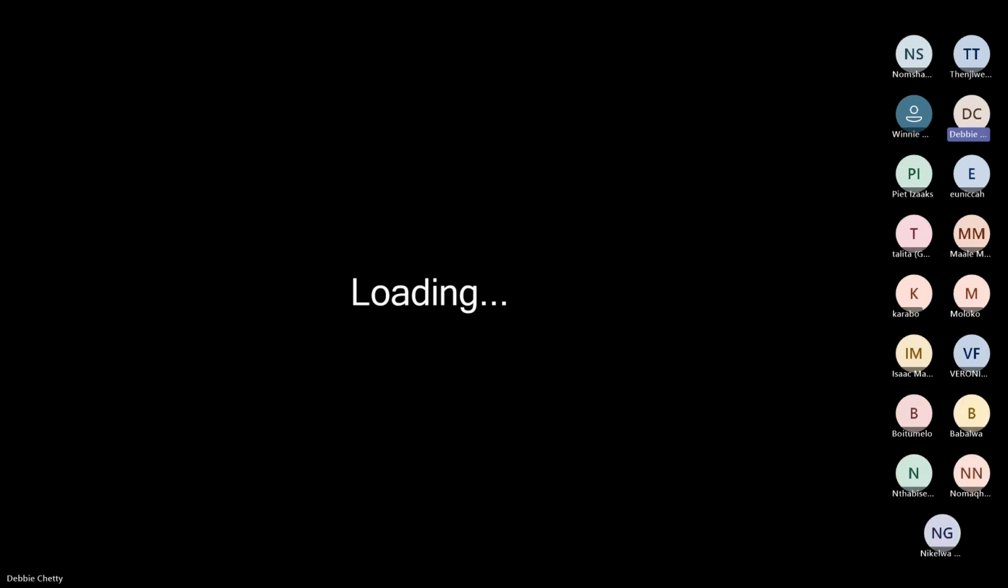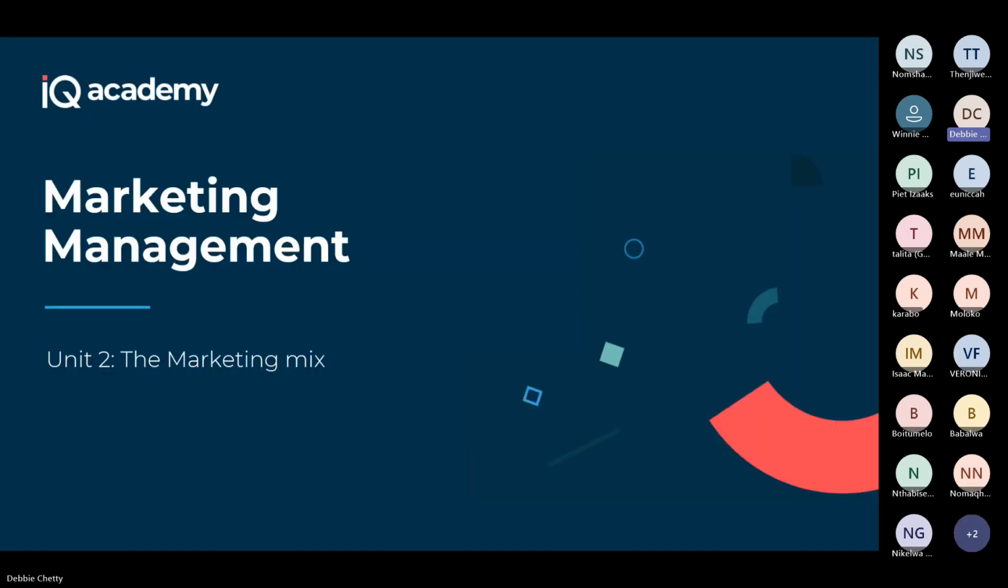Okay, so Unit 2 is based on the marketing mix. And I know you guys should be familiar with the marketing mix, right? What it entails, what are the principles of the marketing mix, what are the 4 Ps or the 7 Ps of marketing? How has marketing changed from 10 years before, prior to the 21st century? How has it evolved from traditional marketing to digital marketing or modern marketing, right?